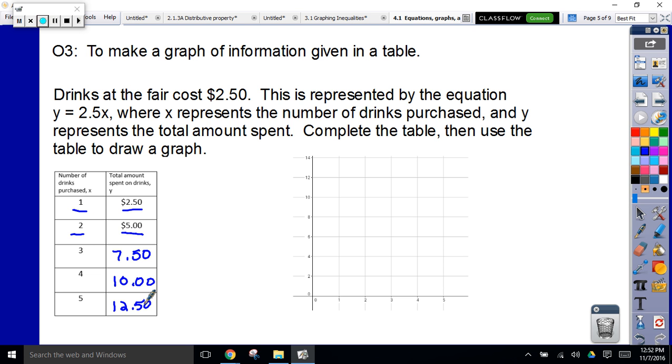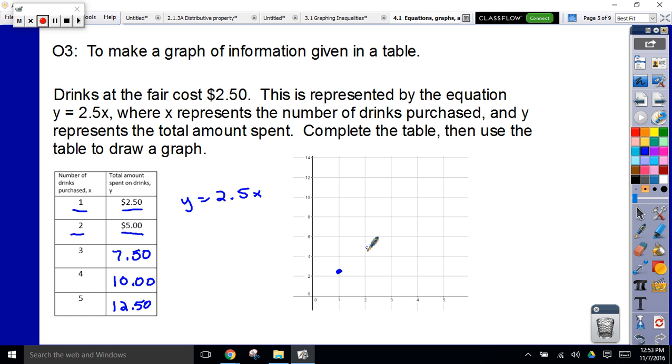So the equation we already have, we're talking numbers. The equation was y equals 2.5x. We filled out the table. Now we're going to create a graph. So this graph is numbered for us. Sometimes we have to put the numbers in the graph, which we'll look at on the next one. So for one drink, they spent $2.50. So that's going to be not quite halfway between 2 and 4. It's going to be a fourth of the way up. For 2 drinks, they spent $5.